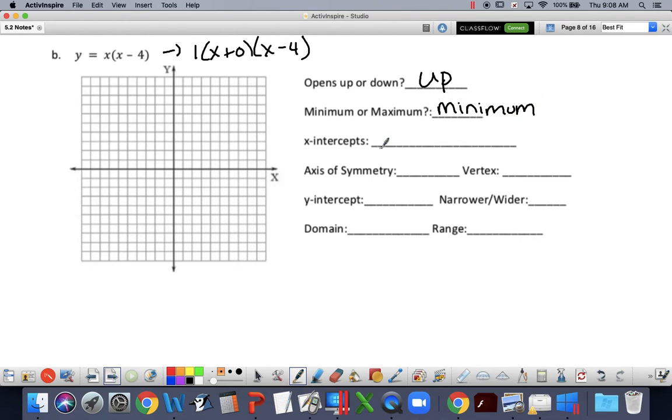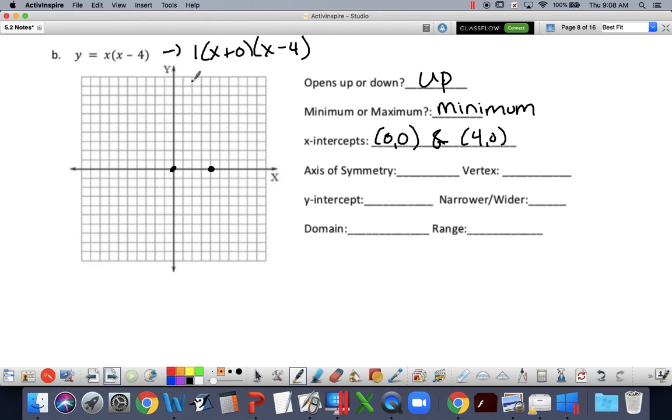My x-intercepts, well, my first one is going to be at 0. There's really no opposite of 0, right? The negative of 0 is just 0. And then my other one is at 4. So I've got (0, 0) and I've got 4.